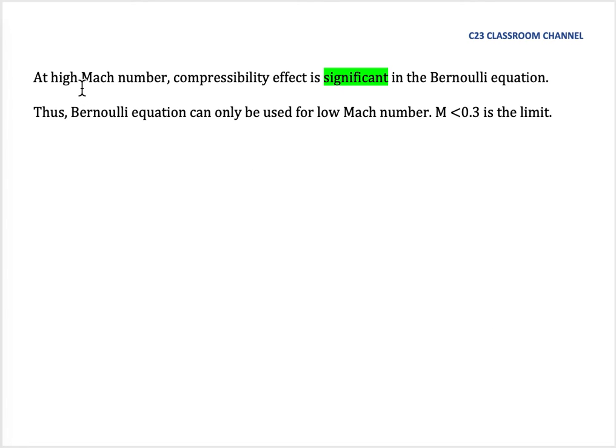And then, why can the Bernoulli equation not solve compressible flow? Because at high Mach number, the compressibility effect is significant in the Bernoulli equation.